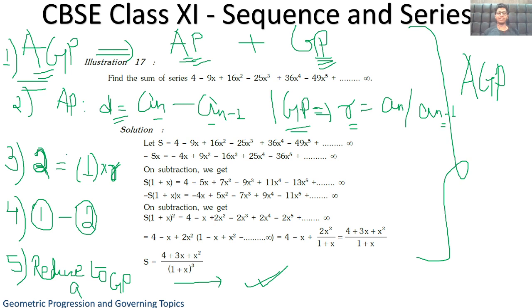After that, you need to create a second equation from the first equation. The third step says that you need to create a second equation from the first equation, and to do so, you need to multiply the first equation by the common factor r.